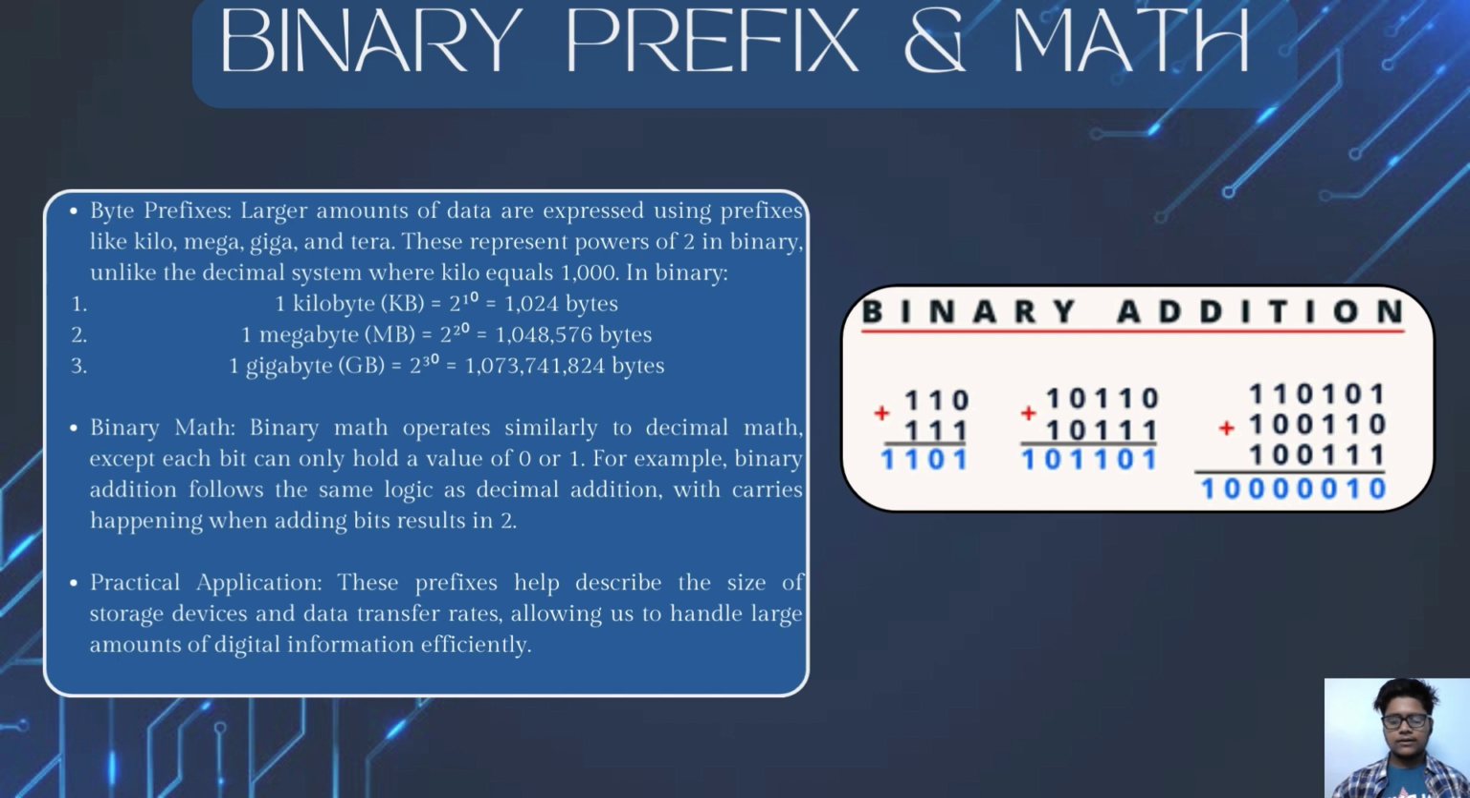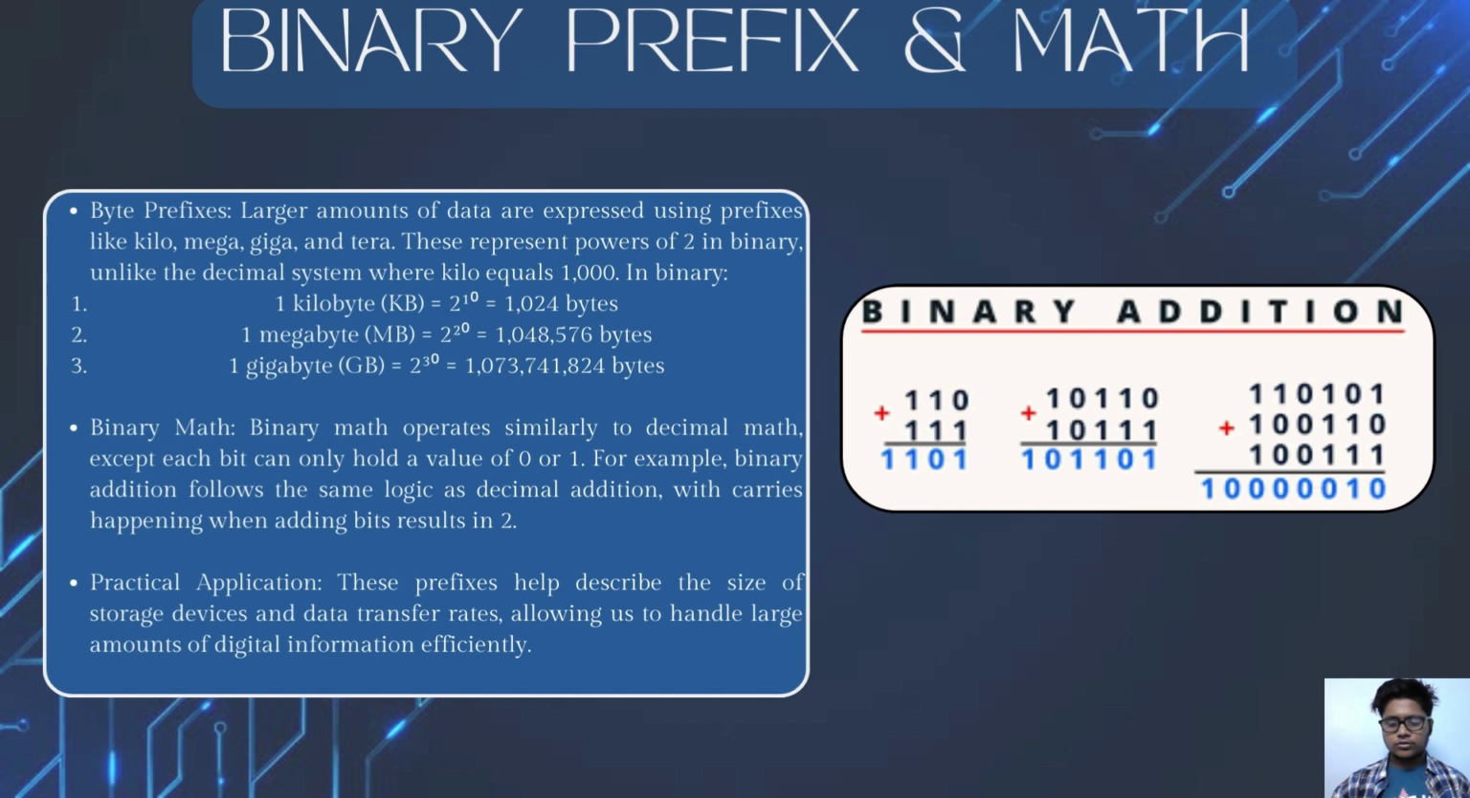Now, let's move on to byte prefixes and binary math. You have probably heard terms like kilobyte, megabyte, or gigabyte when describing file size or storage. As you all can see, 1 kilobyte is equal to 2 to the power 10, that is equal to 1024 bytes. Similarly, 1 megabyte is equal to 2 to the power of 20 and 1 gigabyte is equal to 2 to the power 30. This binary math helps us to describe large amounts of data in computing.